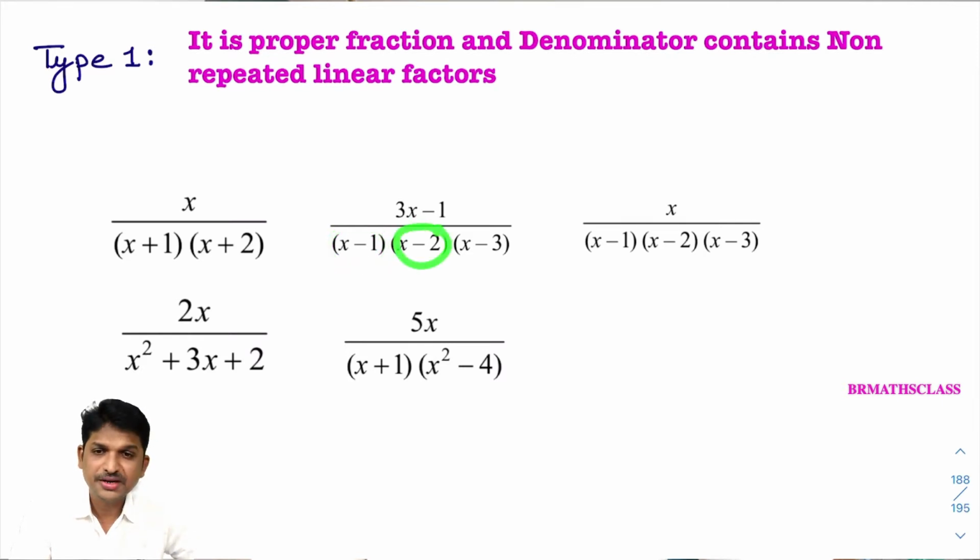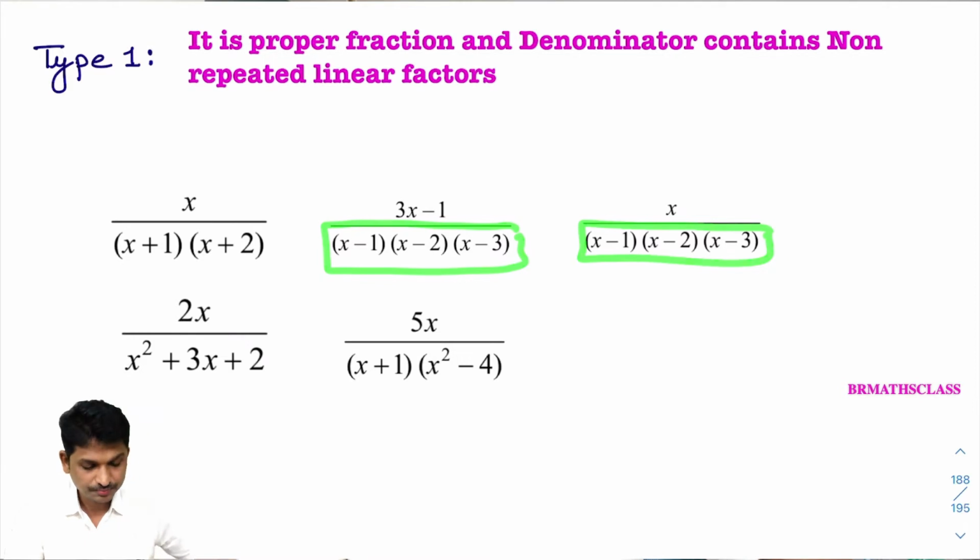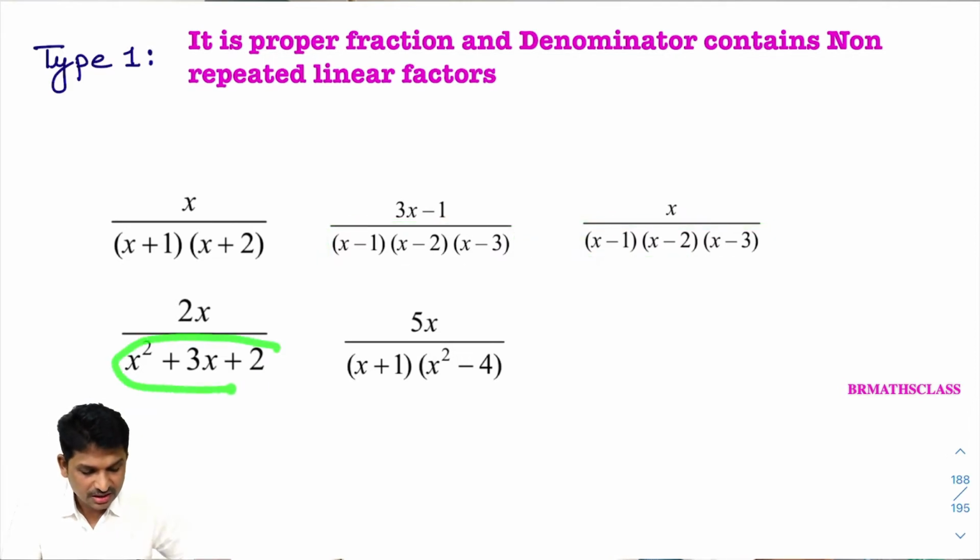Is x minus 2 repeated anywhere? No. Is x minus 3 repeated anywhere? No. So what is this? Denominator contains non-repeated linear factors. Look here, denominator contains non-repeated linear factors. Observe this one. Here denominator contains non-repeated linear factors.